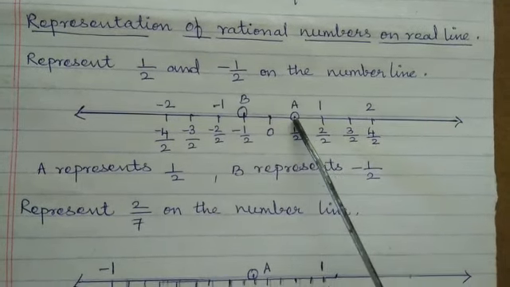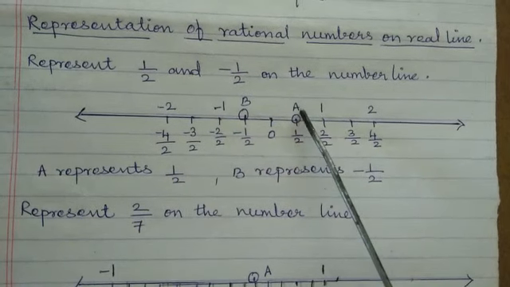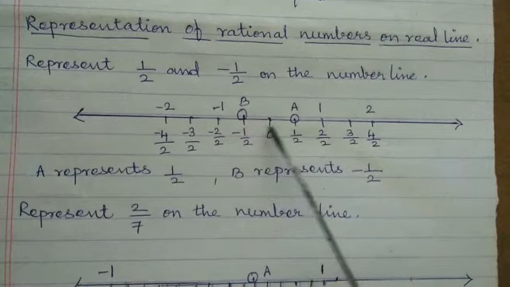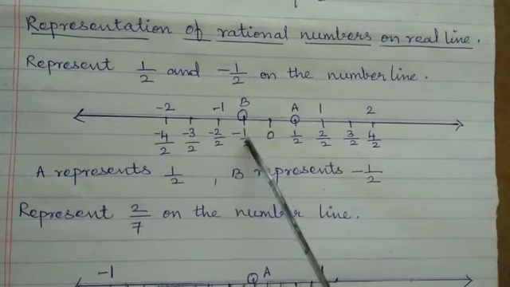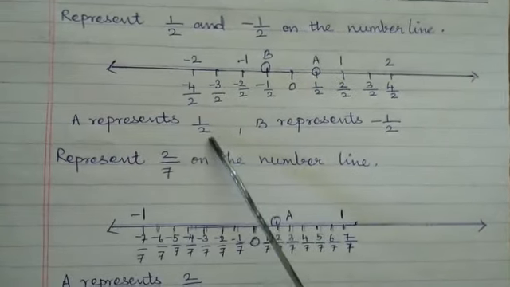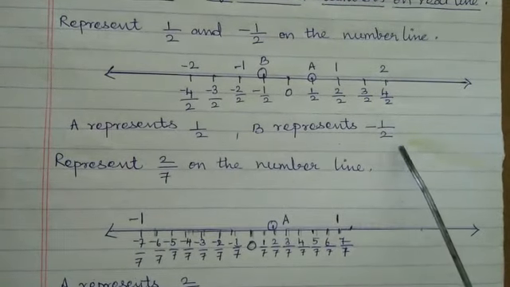So 1 by 2, you mark it, put a circle and name it with any alphabet. I have written here A. Then minus 1 by 2, on the left hand side of the 0, circle it and mark it B. So A represents 1 by 2, B represents minus 1 by 2.